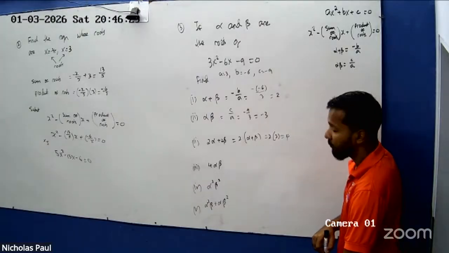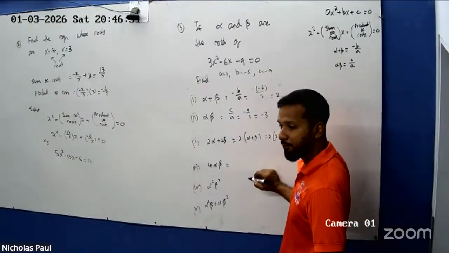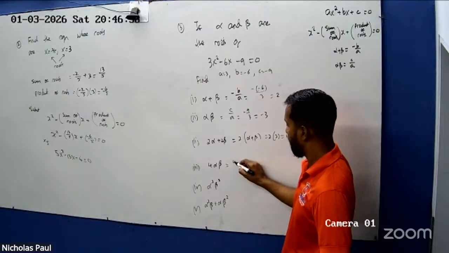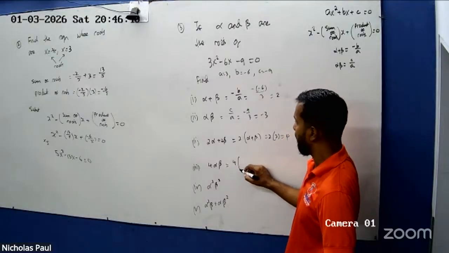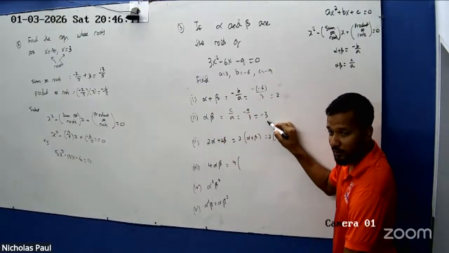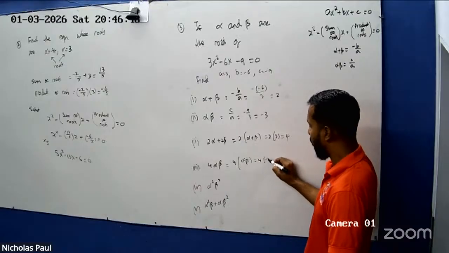That's okay. What about 4 alpha beta? What will that be? That will just be 4 times alpha beta. Alpha beta is minus 3, so it will be 4 alpha beta, which is 4 by minus 3.